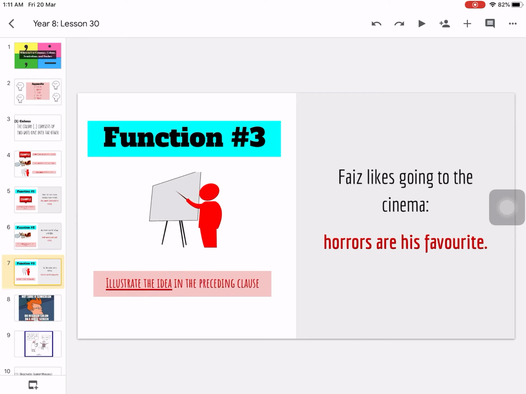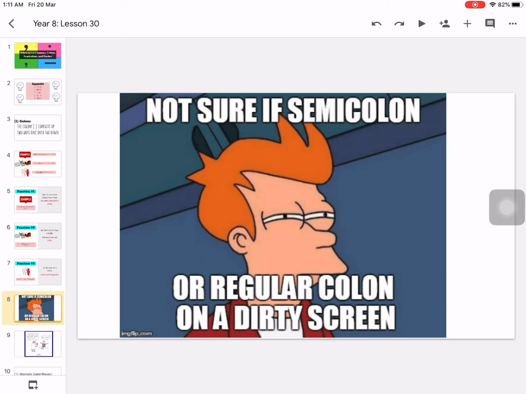As simple as that. Function number three, to illustrate the idea in the preceding clause. So the idea over here is Faiz likes going to the cinema. You want to illustrate what is meant by going to the cinema. It's because horror films are his favorite. So just put a colon and then illustrate the idea of what you meant by Faiz likes going to the cinema, and then you're good to go. How hard can that be?